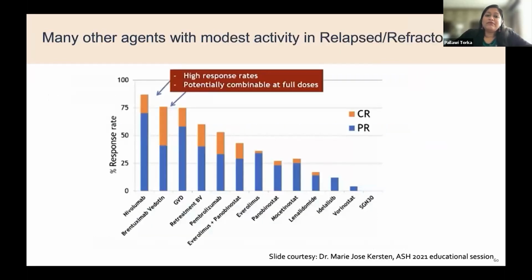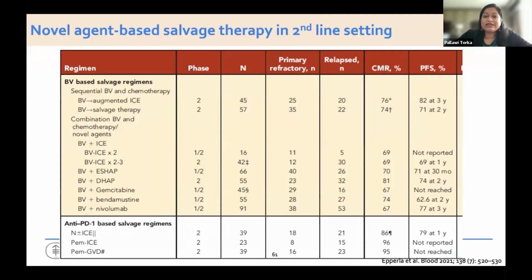However, what are the other candidates in relapsed refractory Hodgkin lymphoma? This slide shows the response rates of all the single agents that have been studied mostly in Hodgkin lymphoma. As you can see, the top 3 candidates for combinations are checkpoint inhibitors: nivolumab, brentuximab, and pembrolizumab. Everybody is doing various permutations and combinations of combining checkpoint inhibitors with all these chemotherapy backbones.